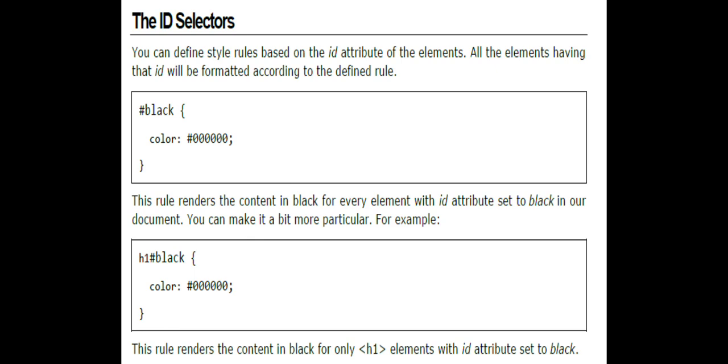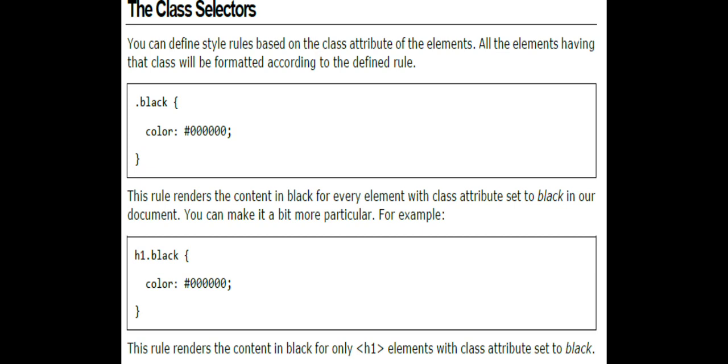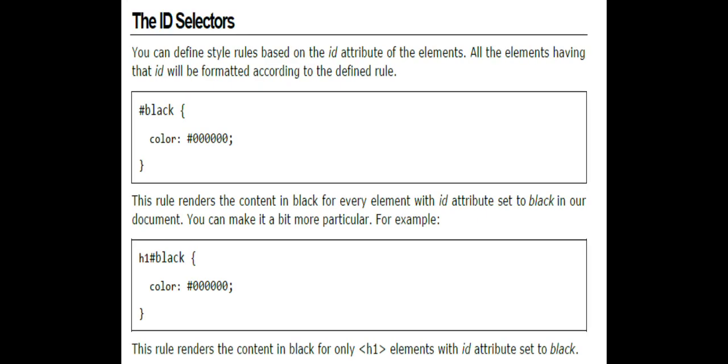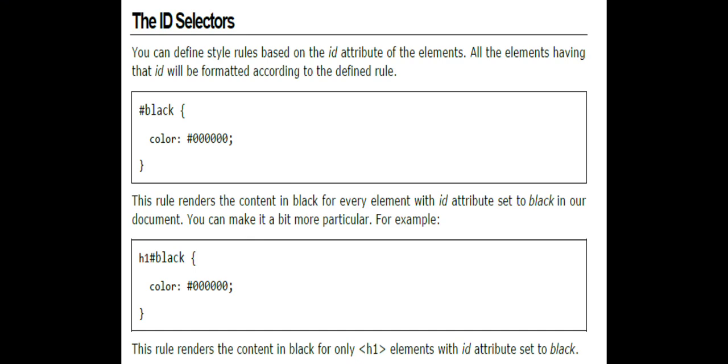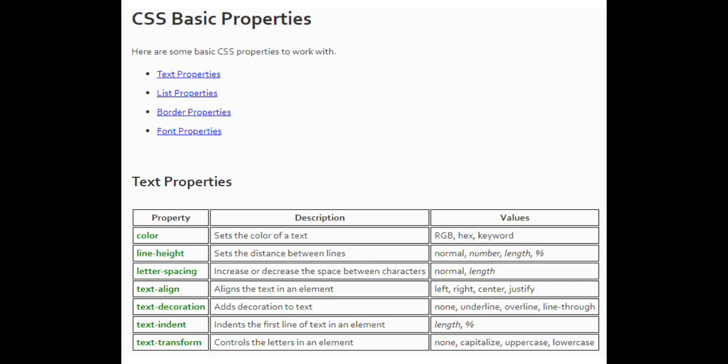For example, here you can use h1 hash black. For the class selector we used the dot, so when we are using the ID, we should use the hash. h1 is a tag or an element, whereas hash black means the hash is used for the ID. This rule renders the content in black for only h1 elements with ID attribute set to black.